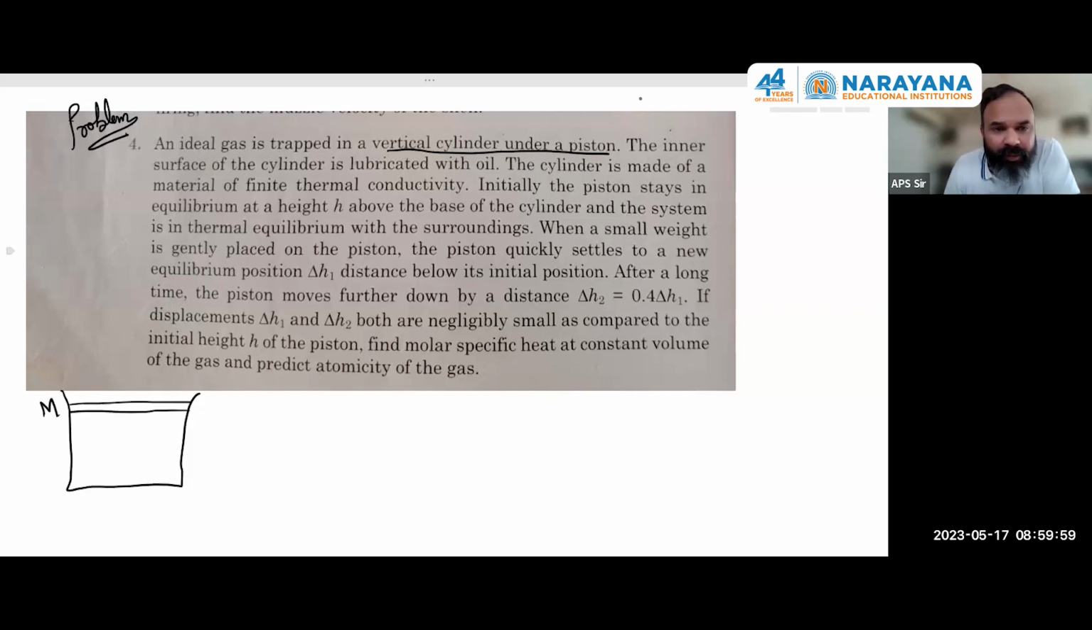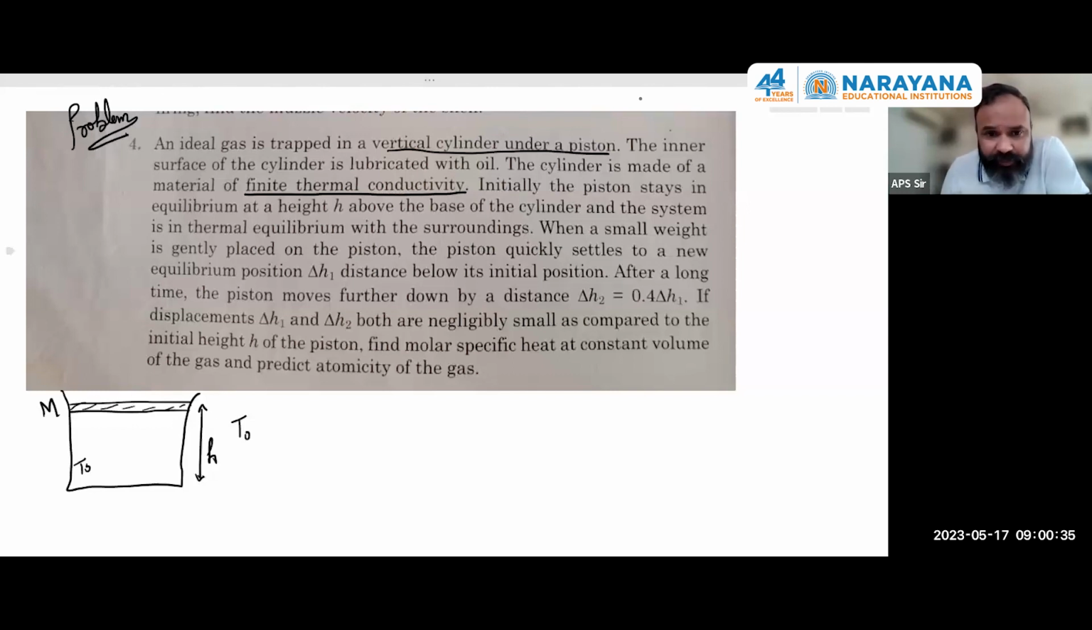The cylinder is made up of a material of finite thermal conductivity. So you understand that the rate of flow of heat from the gas to the surroundings will be gradual, finite thermal conductivity. Initially, the piston stays in equilibrium at a height h above the base, and the system is in thermal equilibrium with the surroundings. So T naught surroundings, T naught is the same, and it is at some height h from the base. Perfectly fine.